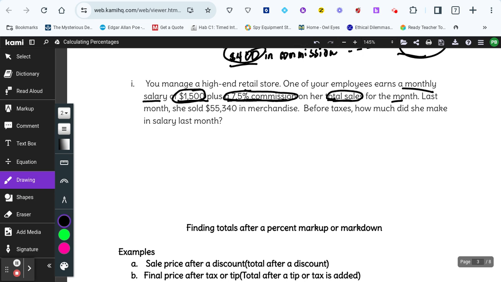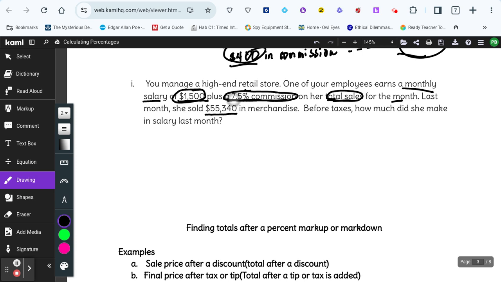So let's take a look and see if her last month she sold $55,340 in merchandise. Let's figure out how much commission she's made. It says before taxes, how much did she make in the salary last month? So, when you work, they take taxes out. They got FICA. They got the federal taxes they take out. They take out state taxes and amongst some other things that they take out of your check. But let's take a look at before they took any money out of her check, any taxes out of her check, how much she made.